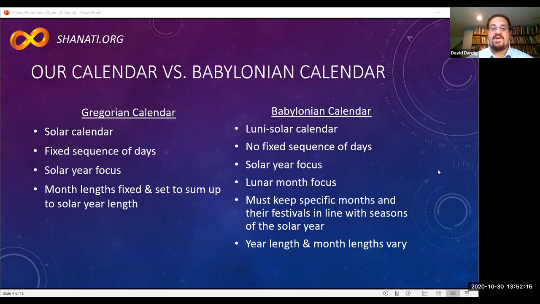Unlike our calendar, the ancient Babylonian calendar was both complex and inherently variable. Rather than being a fixed sequence of days organized into fixed length months, the way our calendar is, the ancient Babylonian calendar, meaning the way the Babylonians structured their year, was loose.